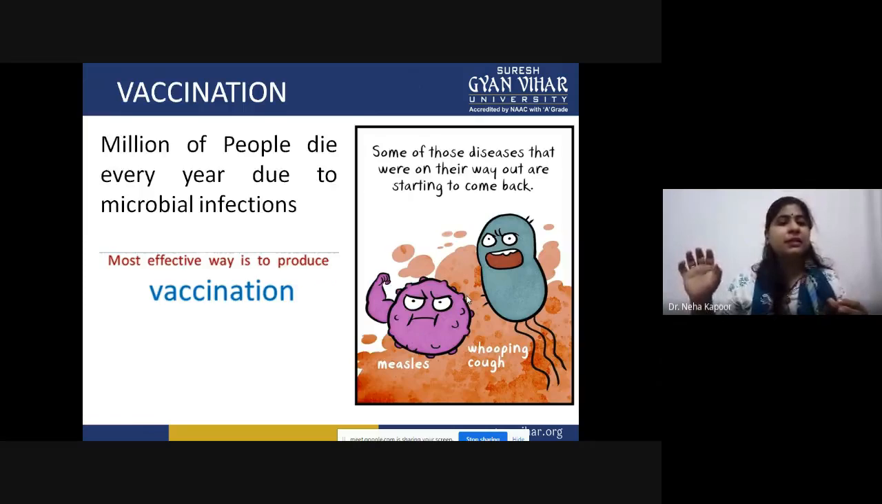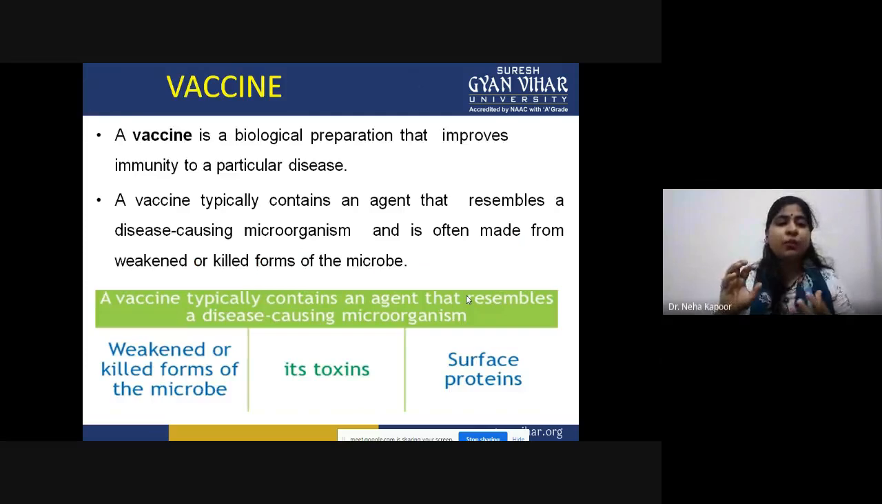In that case, the main solution is to get yourself vaccinated. You can say vaccination. Millions of people die every year due to a range of microbial infections. In that case, the most effective way to save humanity from this is to undergo vaccination. So, what is a vaccine then? If you're talking about vaccination, then what is a vaccine?